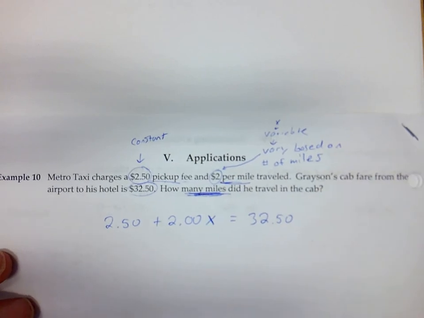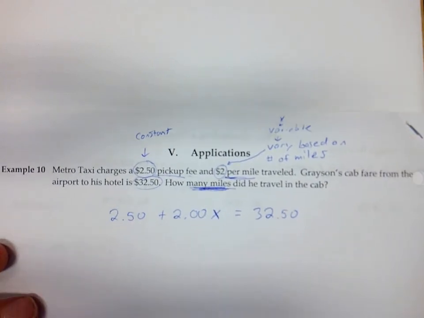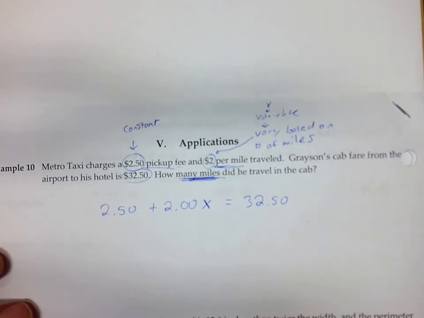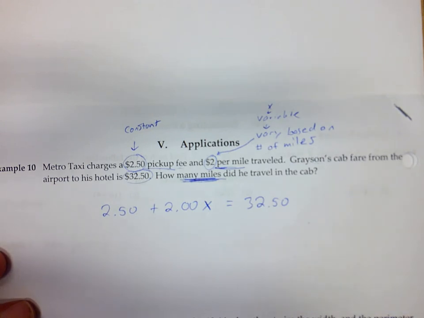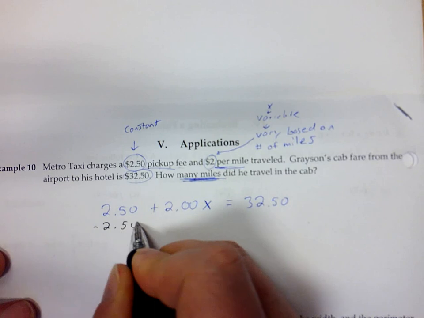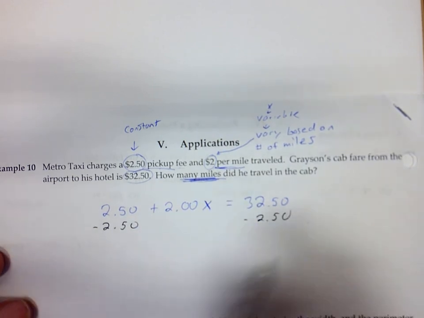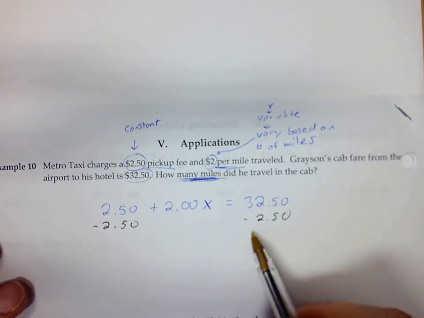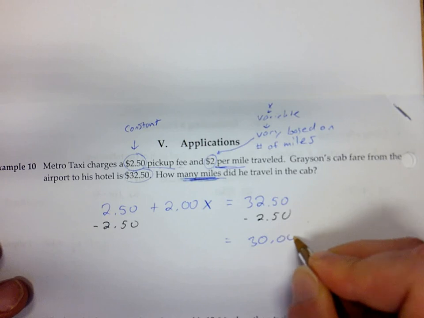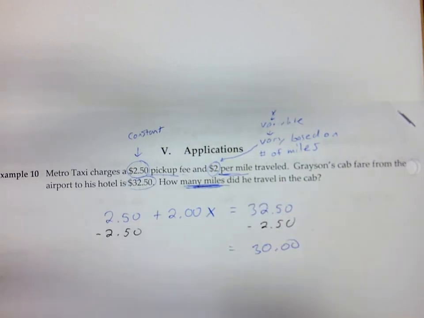And if we were less sophisticated, if we were early mathematicians, that's how we would do this, is trial and error. But through the miracle of algebra, we can now solve this. If I subtract that 2.50, 32.50 minus 2.50 is 30. And again, you could get away without all of these decimal places.